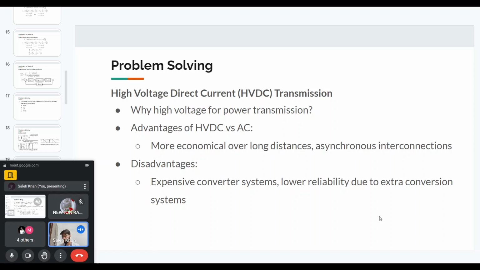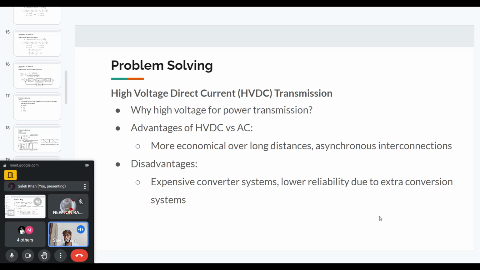That is when DC voltages and DC power could not be used, because it could not be transmitted since we did not have a transformer to step up a DC voltage. But now that we have power electronic converters, where we can convert or step up DC voltages, we can use HVDC, high voltage DC transmission.